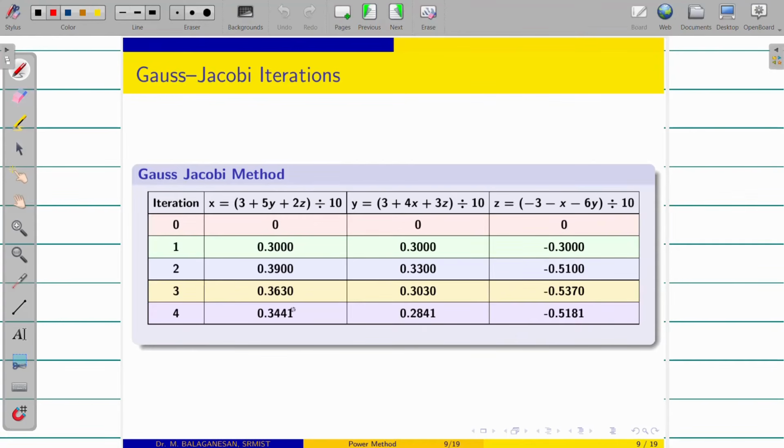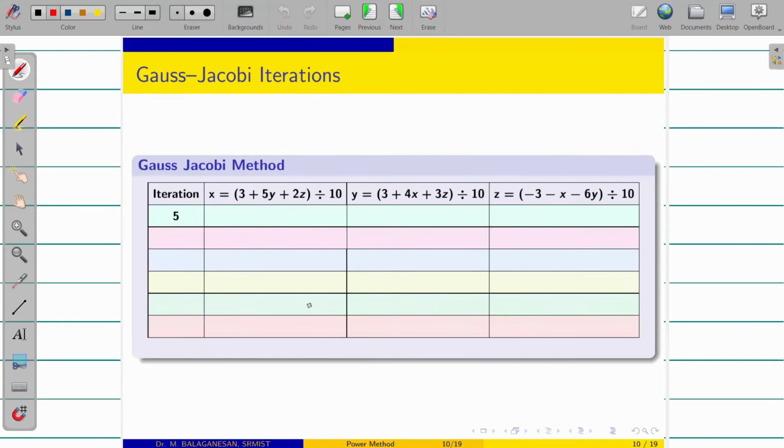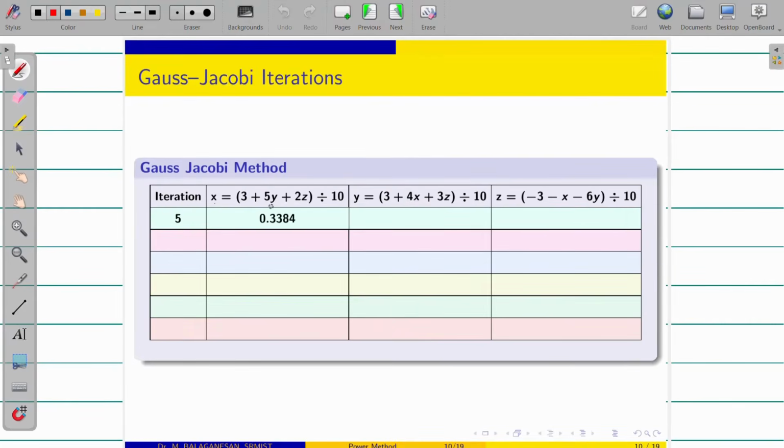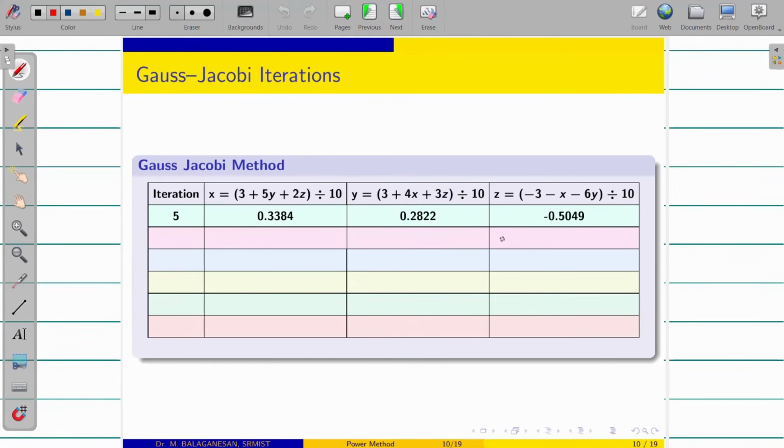The x value should repeat, and the y value should repeat, and the z value should repeat. If it is repeating at a certain level, I can stop at that place. So that value should be the final answer. So now it's not repeating. That's why I'm continuing the process. And the next one also, fifth iteration. If you want to find the x value, take the old iteration, fourth iteration values. From the fourth iteration, we have to take values. So similarly for y and z.